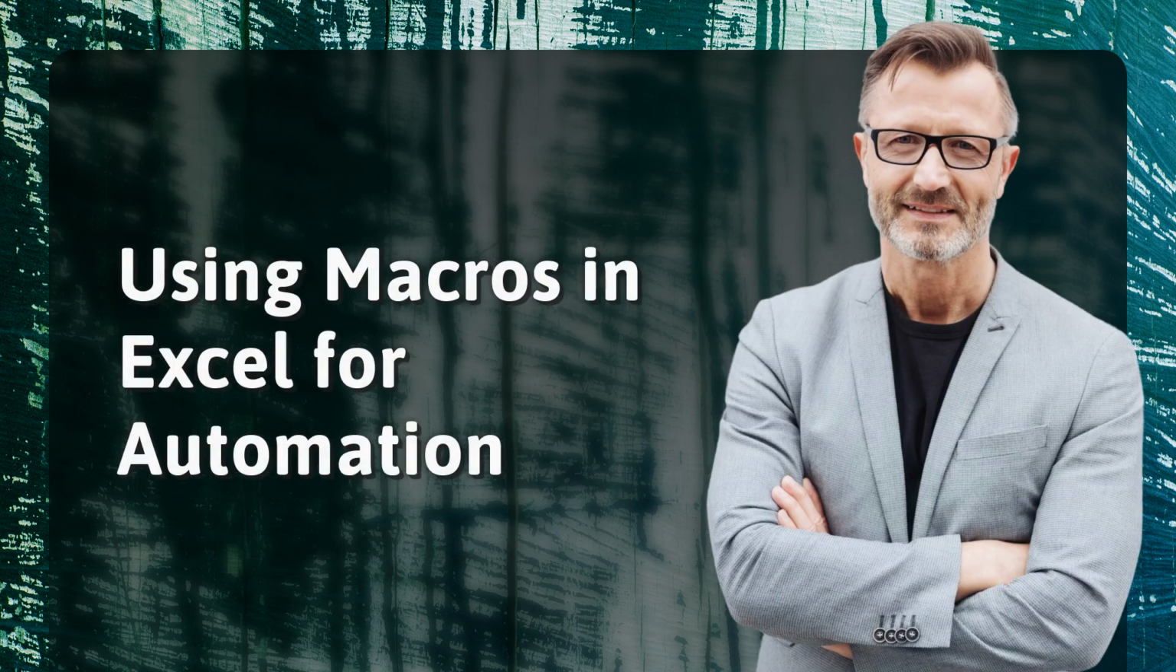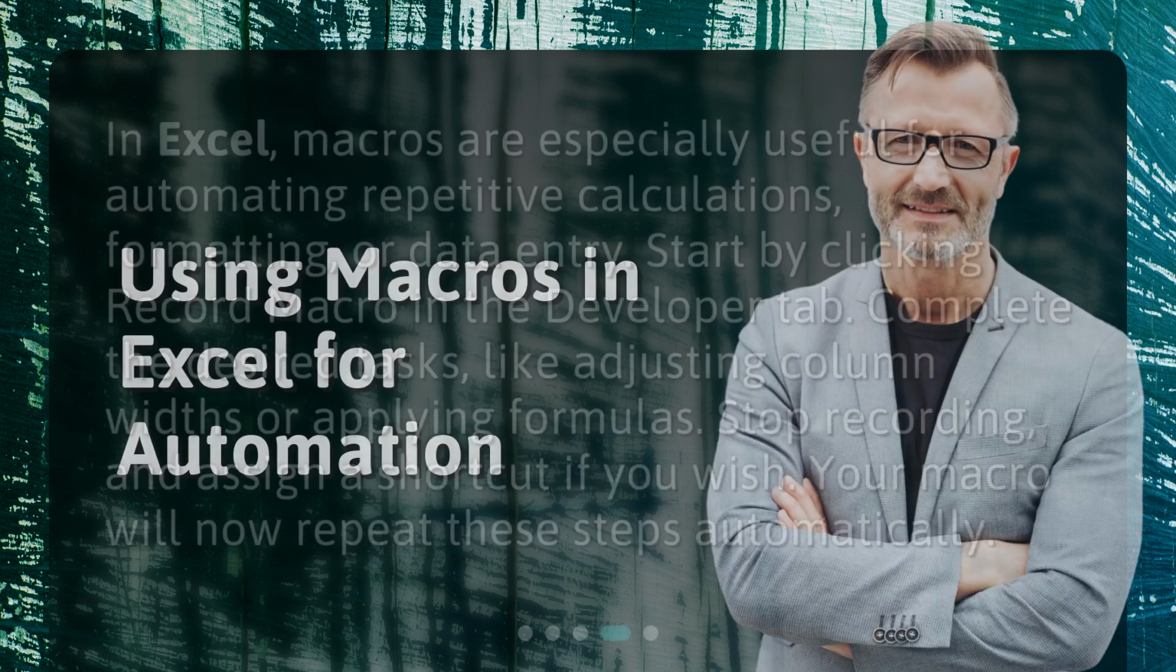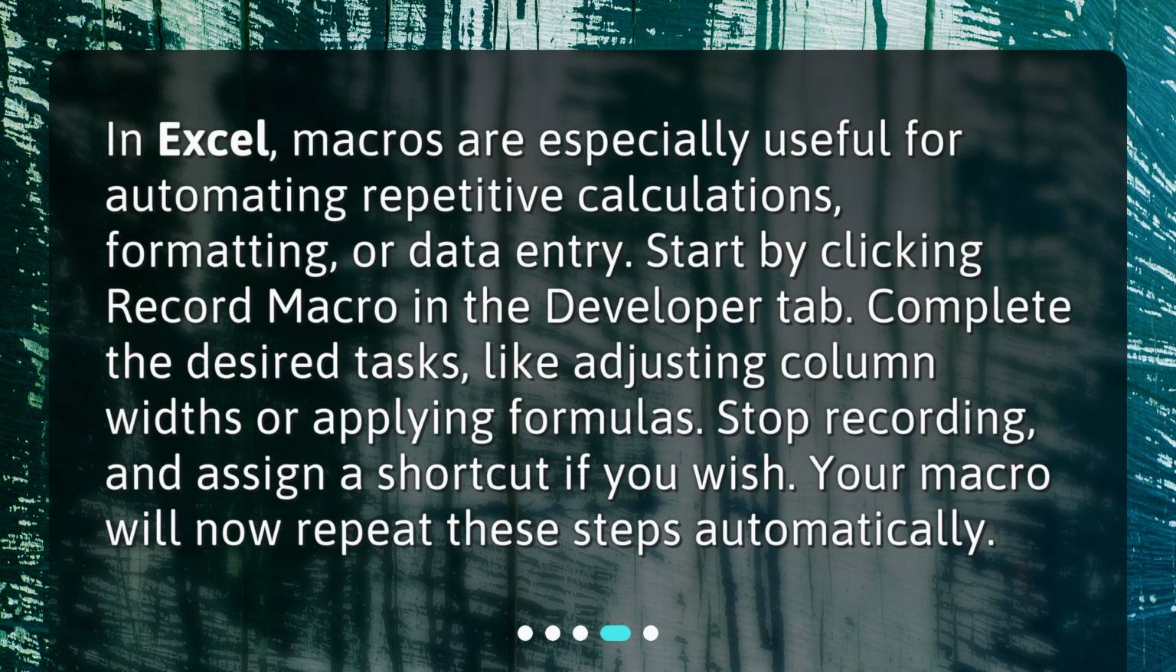Using macros in Excel for automation. In Excel, macros are especially useful for automating repetitive calculations, formatting, or data entry. Start by clicking Record Macro in the Developer tab. Complete the desired tasks, like adjusting column widths or applying formulas. Stop recording and assign a shortcut if you wish. Your macro will now repeat these steps automatically.